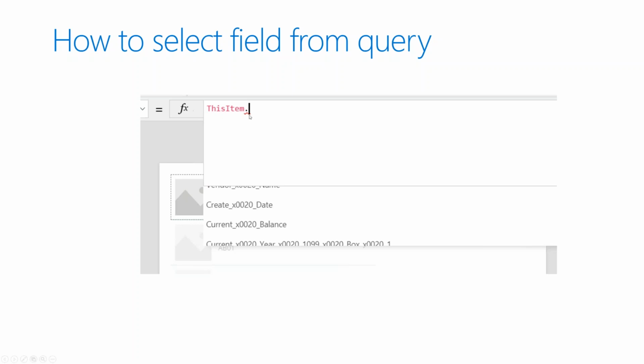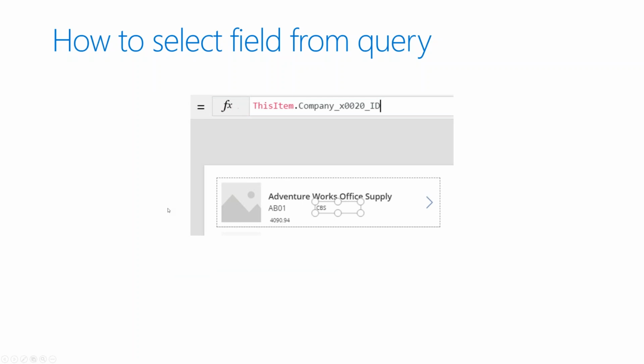If I type in the words this item and then the period, it's going to show me all of those fields. It has this little crate thing that prefixes it, but we're going to see date, balance, name, all the fields that we're used to seeing inside there. So if we type in this item and this company ID, it's going to bring the company ID, and now I have added this item called company ID to the screen. So now I have the vendor name, the vendor ID, the company that it goes along with, and I've also got the balance.